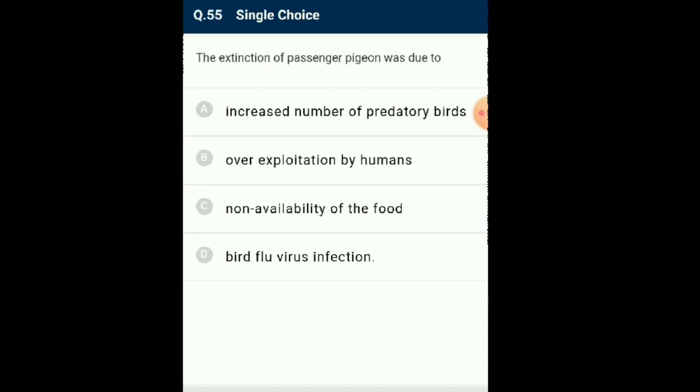Question number 55. The extinction of passenger pigeon was due to. For food and shelter dependence, nature has always been there for humans. Over exploitation of natural resources occurs when need turns into greed. Beyond the degree of their renewability, the biological system should not be exploited. So the answer for this question is option B, due to over exploitation by humans.